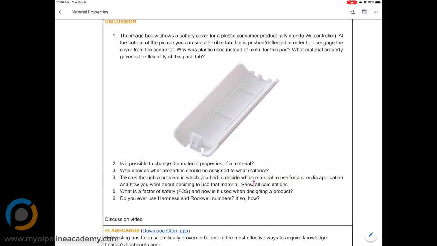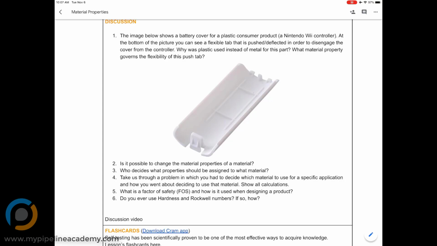Okay, here we are in the materials lesson. We're going to go through these discussion questions. So the first one here, we're looking at a Wii remote control battery cover. And the question is, you see a flexible tab that is pushed or deflected in order to disengage the cover from the controller. Why was plastic used instead of metal for this part? What material property governs the flexibility of this push tab?